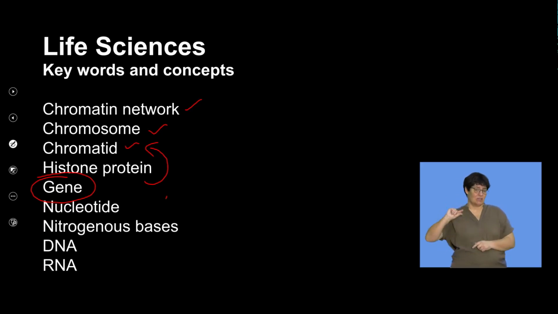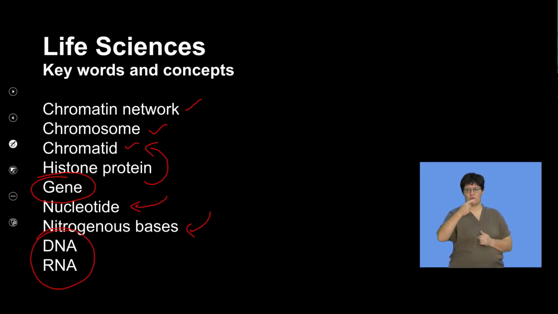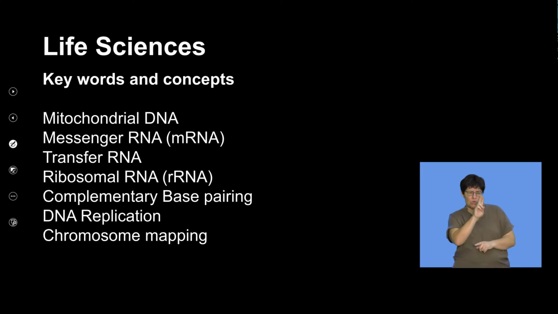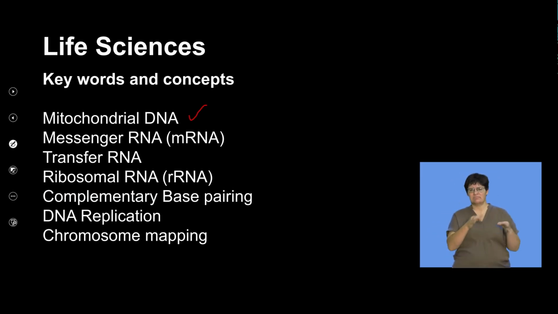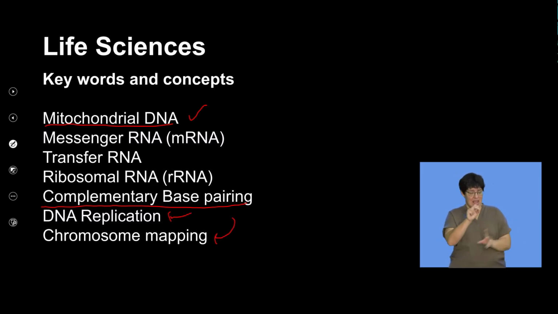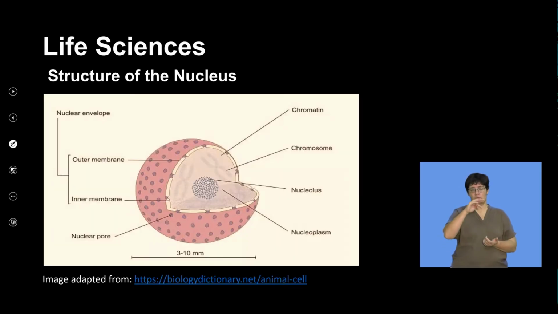And we've mentioned nucleotides as the building blocks of DNA, and we know that these contain different nitrogenous bases. We're going to spend some time looking at DNA and comparing that to RNA. I will mention the types of RNA and DNA, and we're going to talk briefly about mitochondrial DNA. We can also refer to complementary base pairing, especially when we look at DNA replication, and we're going to possibly get to chromosome mapping during the course of the lesson.